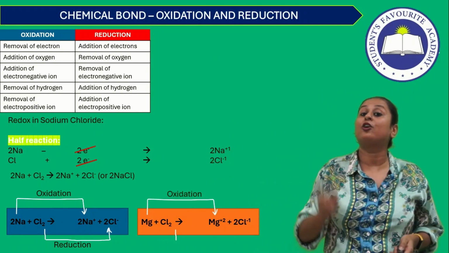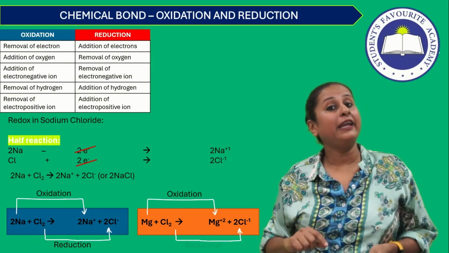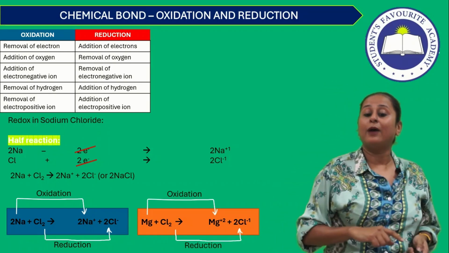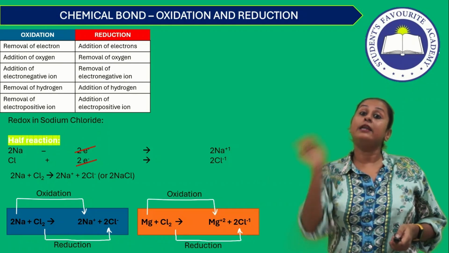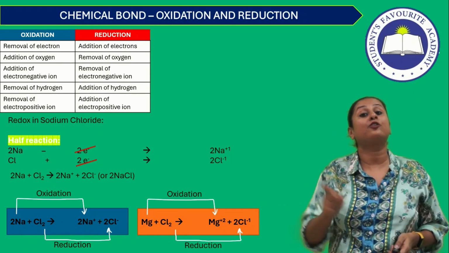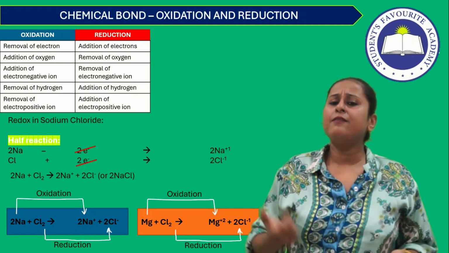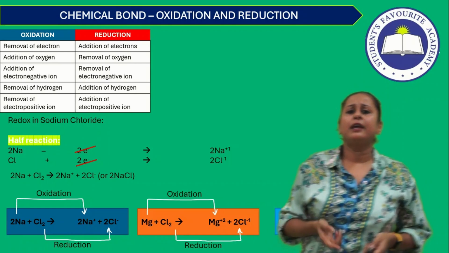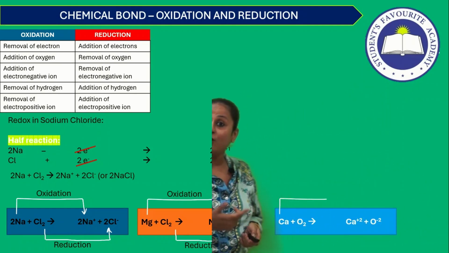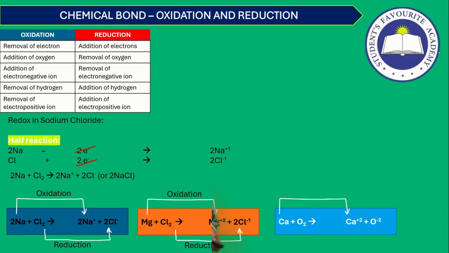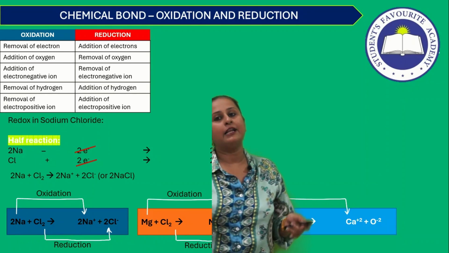So sodium has undergone oxidation. What about chlorine? Chlorine has undergone reduction. Why? Because addition of sodium happened to chlorine, and sodium is an electropositive ion. Similarly, we can see another example. We can look at formation of calcium oxide. Calcium oxide is calcium plus oxygen gives you calcium oxide.